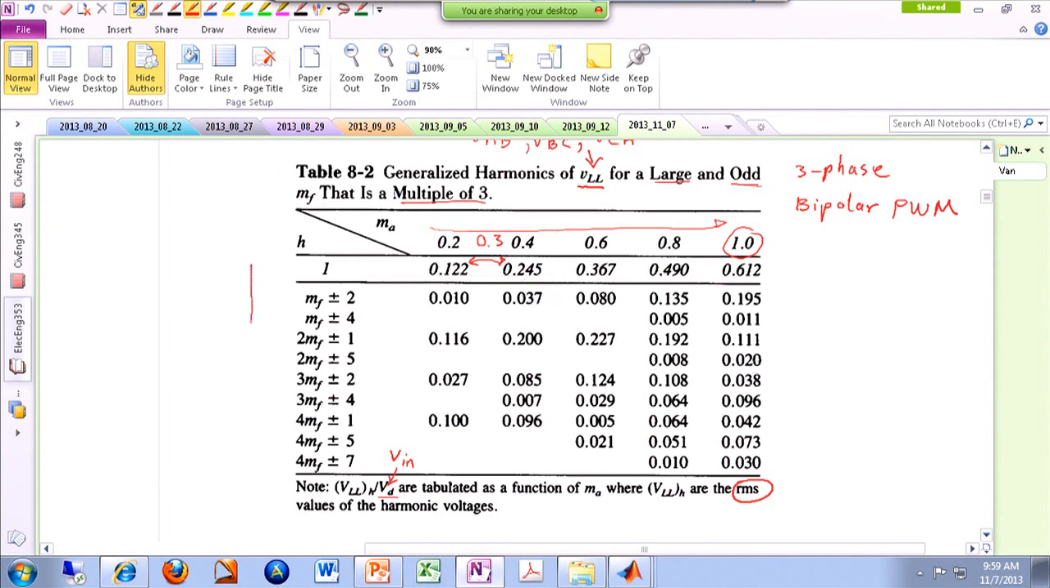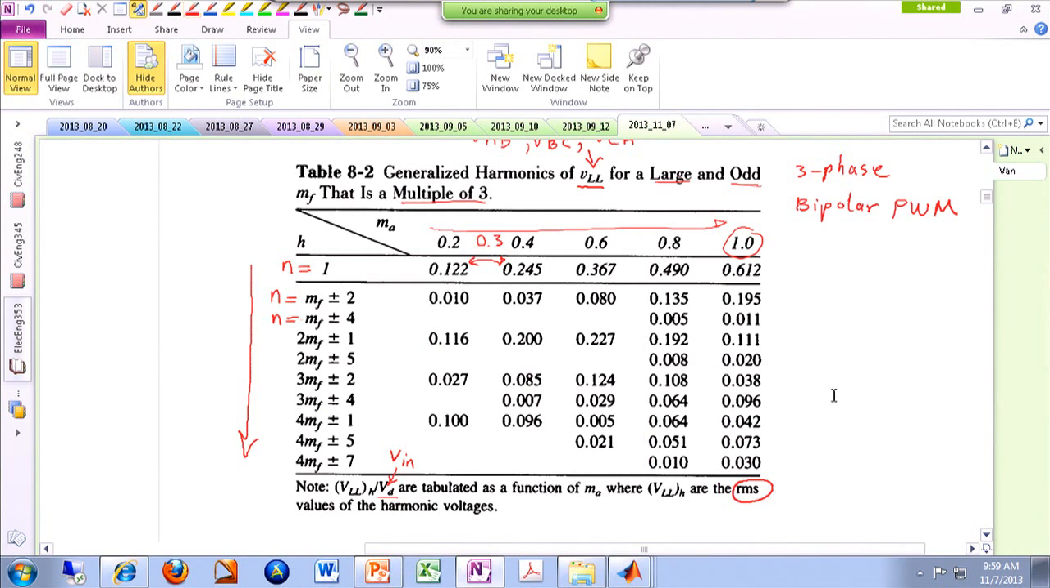And you can see where our harmonics appear at n equals 1, which is the fundamental harmonic. Then n equals... we don't have a harmonic at n equals mf, but we have some sidebands at n equals mf plus or minus 2, and then plus or minus 4, and then 2mf plus or minus 1, and so on and so forth. So we have all of these harmonics.